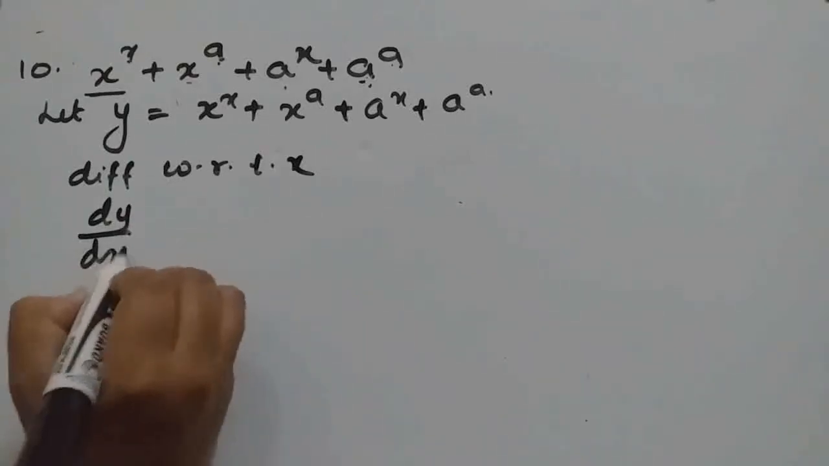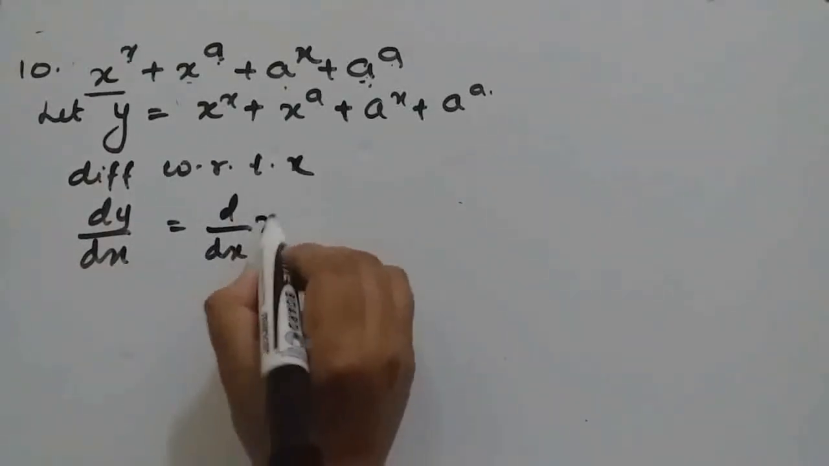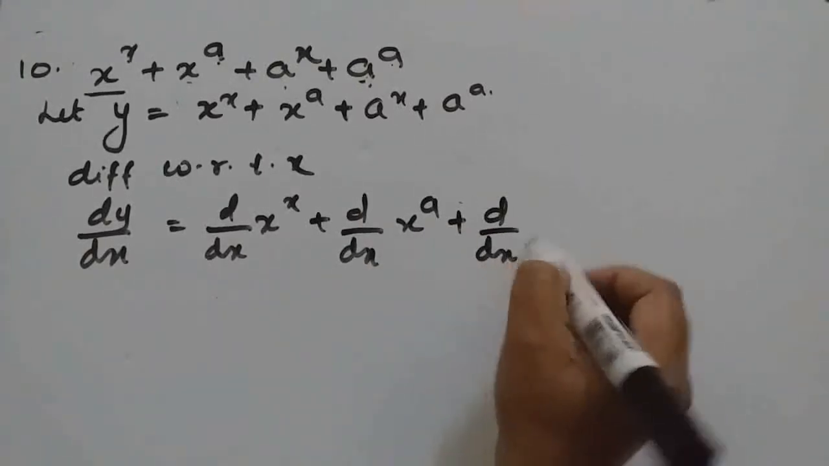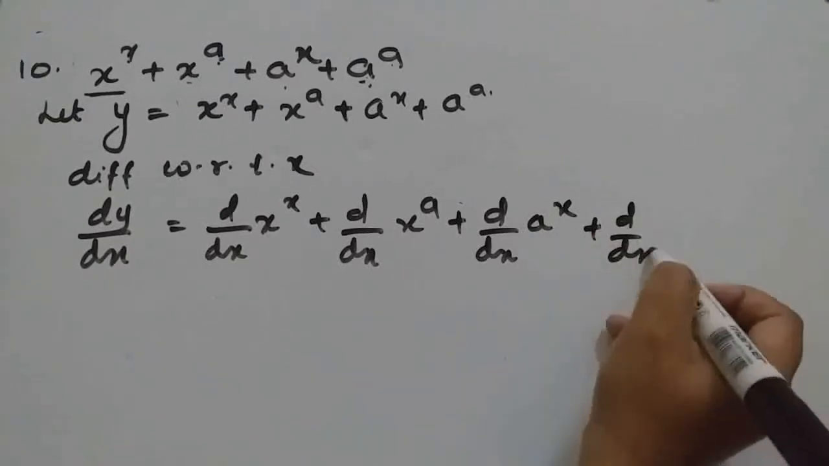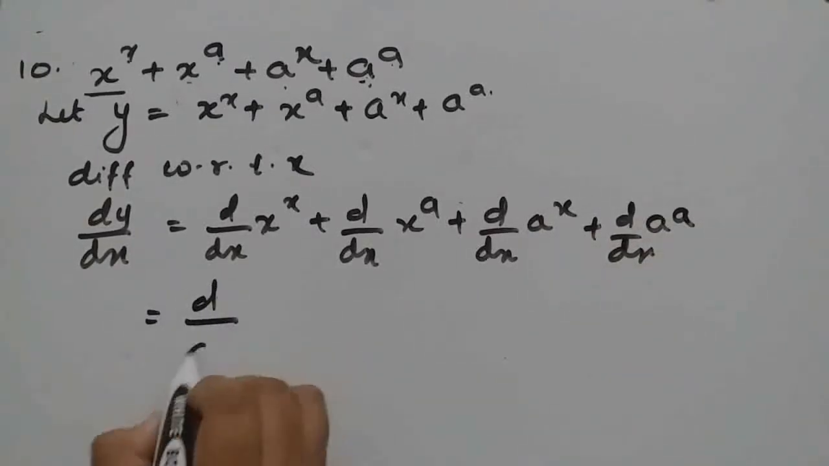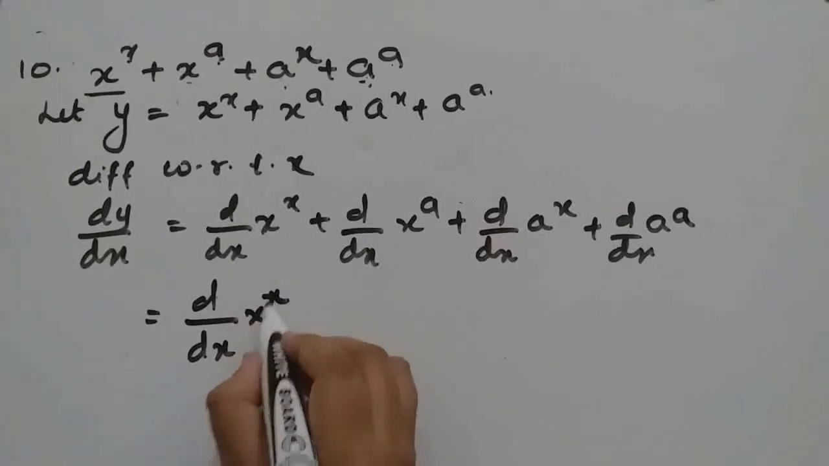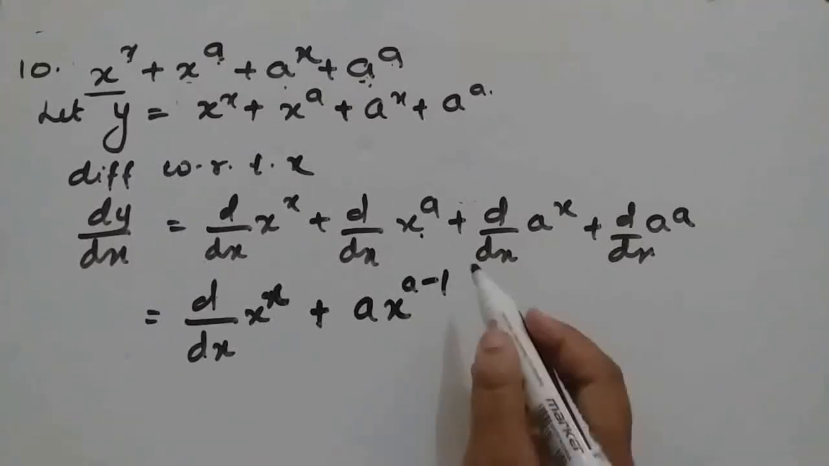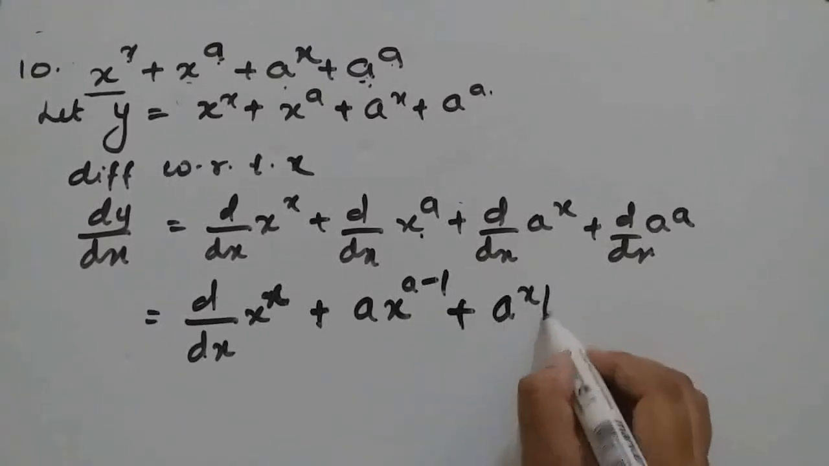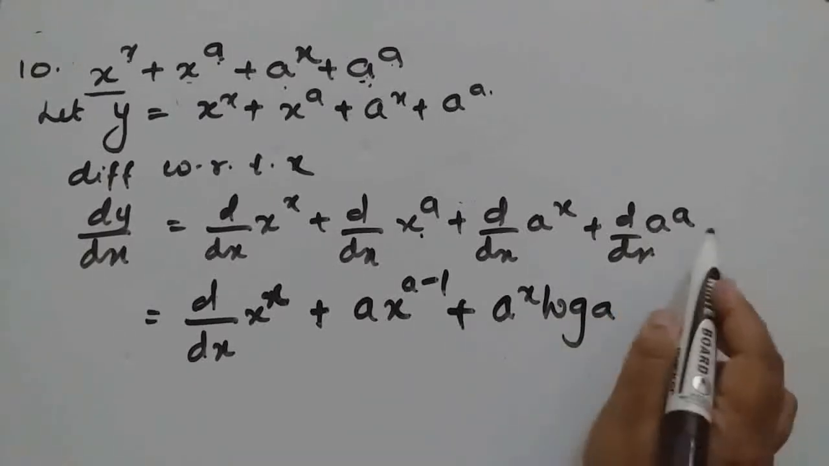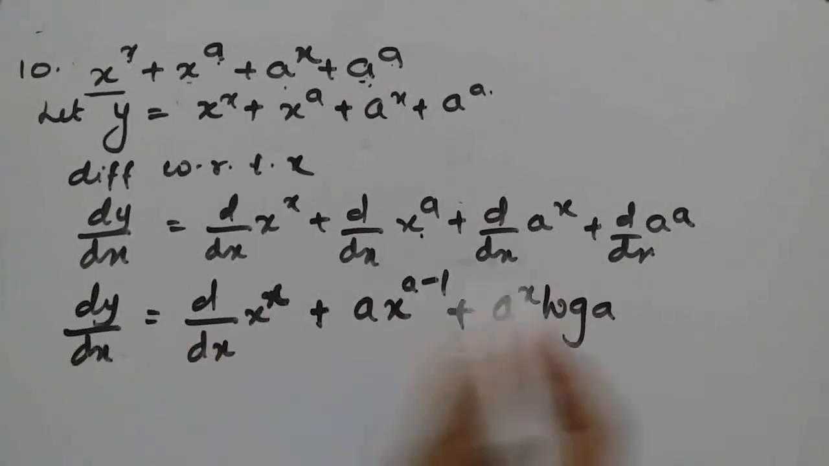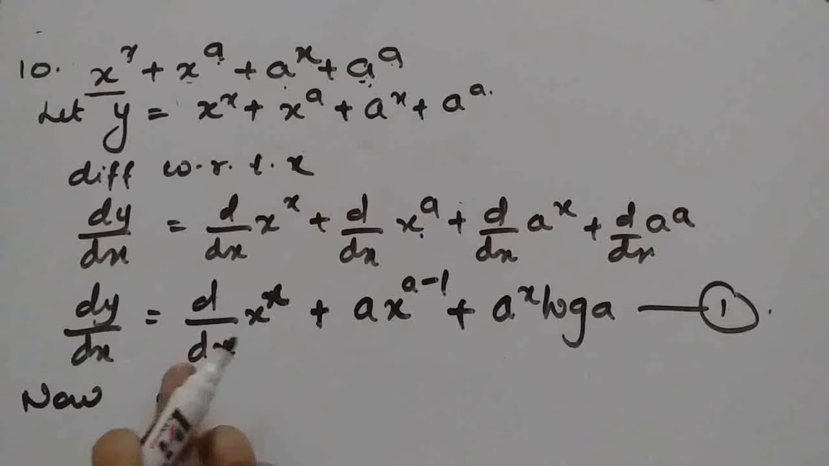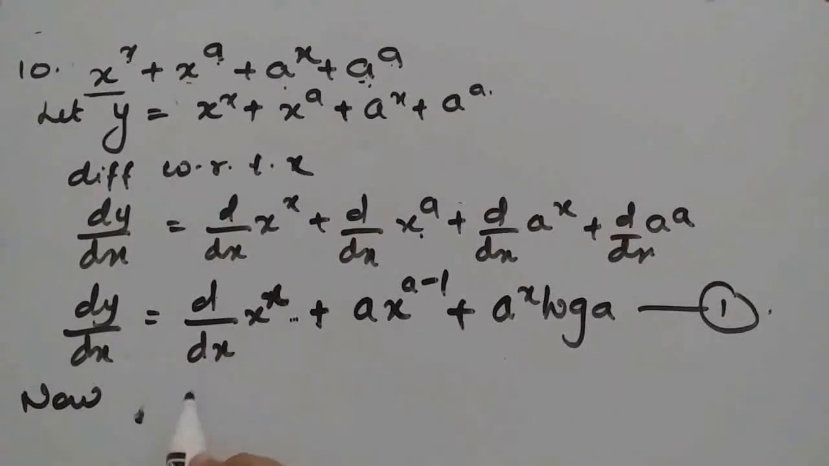So dy by dx is d by dx of x power x, plus d by dx of x power a, plus d by dx of a power x, plus d by dx of a power a. So this will remain for the time being, let it be like this only. This will be a x power a minus 1, the power will be a minus 1. This is a raised to x log a, direct formula. This will be 0. Okay. Now we can consider this as equation 1. Now for the derivative of this x power x.